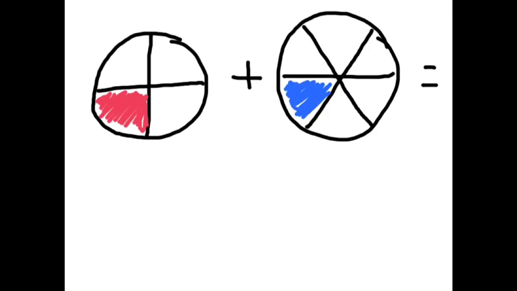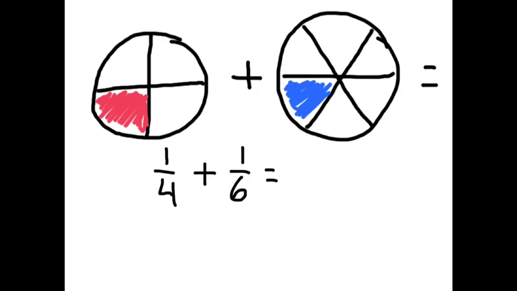Now it gets a little bit harder when the pieces don't have the same denominators. Then how do we put them together? So in this case we've got 1 out of 4 plus 1 out of 6. The last problem was easy because the denominators were the same. Now the denominators are different. So if we could make them the same, that would make it so much easier.